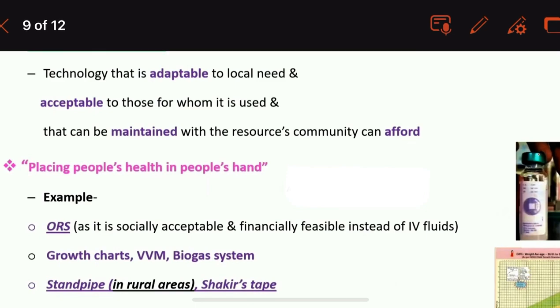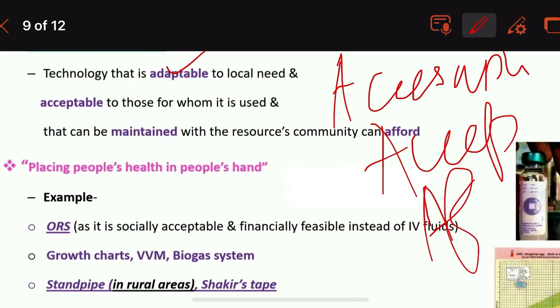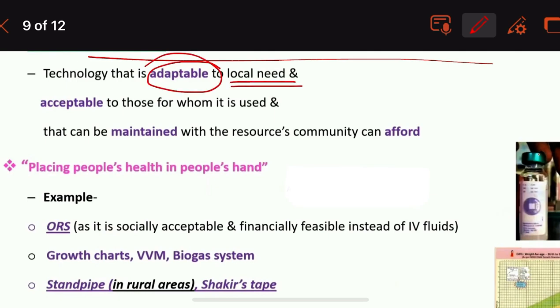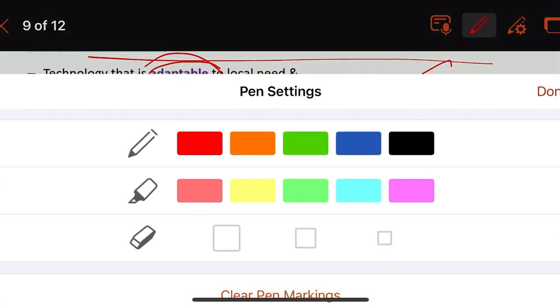So similar things, what did we see? It should be accessible or adaptable. Then it should be acceptable. It should be affordable. The technology should be scientifically sound. It should be adaptable to the local need. It should be acceptable by those who are using it, and it should be maintained with the resources such that the community can afford. So we can see the vaccines and everything.